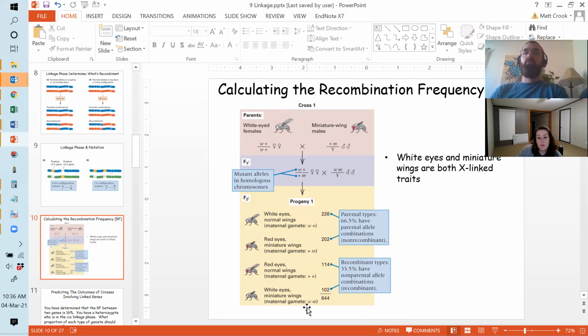So first you look for where the parental combinations are. It's white eyes, normal wings, tick. Red eyes, miniature wings, tick. If linkage is occurring, you would expect those 2 parental phenotypes to be present in excess. What do you get? They're present in excess. So linkage is occurring.